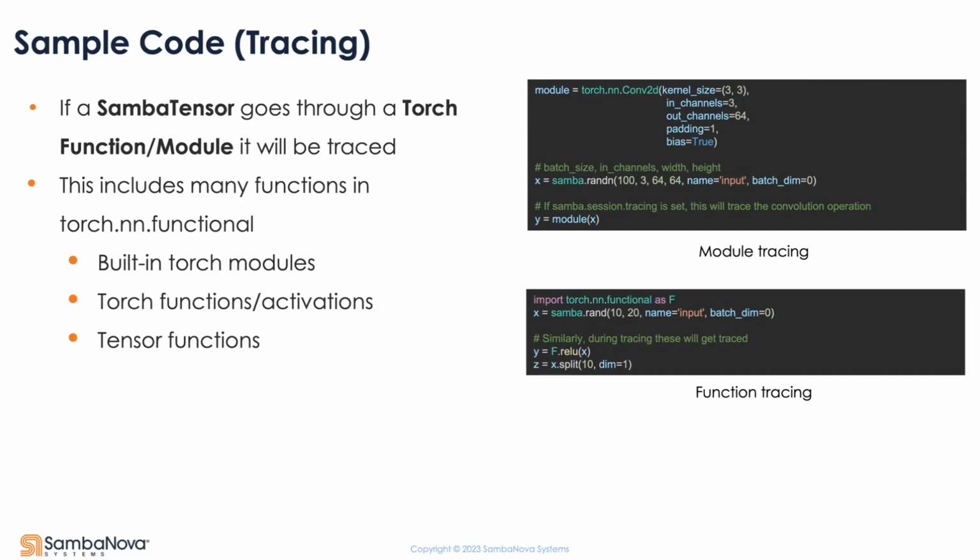As mentioned in the thread, these are all listed as part of our docs. If you go to docs.sambanova.ai and go to the Samba APIs, all the functions that we support are listed there. That includes torch modules, torch functions, and tensor functions.